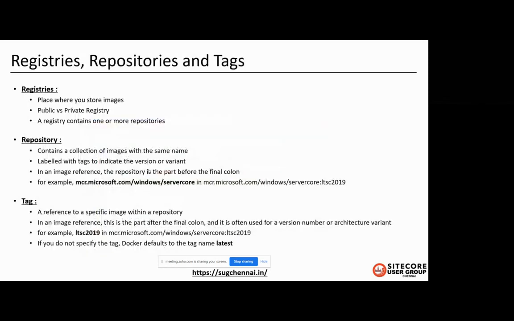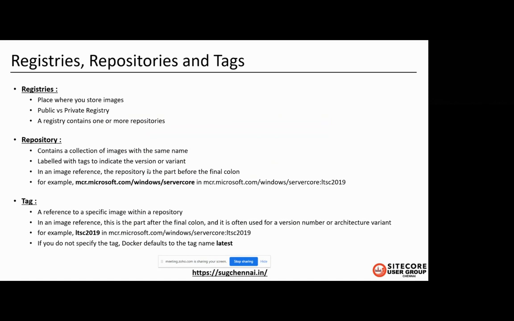Then the next terminologies are registries, repositories, and tags. A registry is a place where you store images. This can be either a public registry or a private registry. An example of a public registry is Docker Hub, and private registries are Azure Container Registry and Amazon Elastic Container Registry. Once you build your own image with your custom solution and modules, you can push it to the registry. And you can download the images at the time of deployment by configuring your CD pipeline.